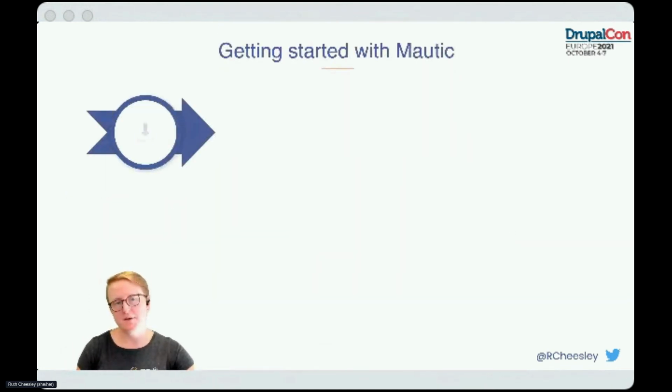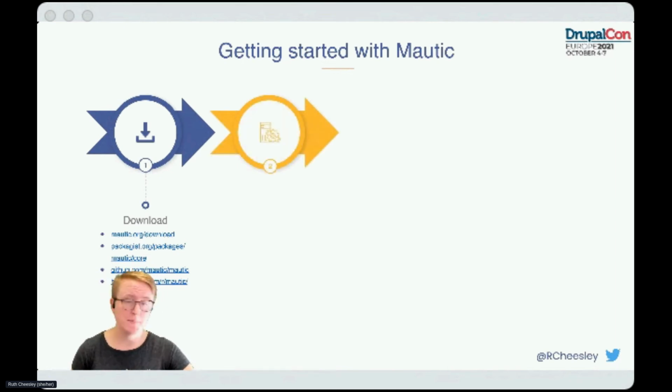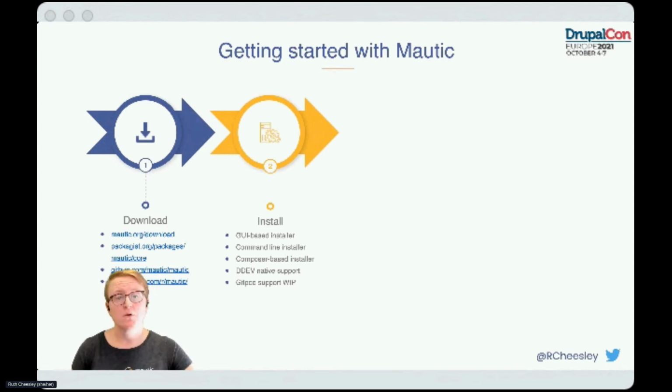So the first thing you have to do is download MoreTick. You can either download it at moretick.org/download, or you can get it through Composer on Packagist, moretick/core, or you can clone from github.com/moretick/moretick, or you can grab it from Docker. Once you've grabbed it locally, you need to install it either through the user interface or through the command line or using Composer. We also have ddev support natively. So if you're familiar with ddev, you can also use that to install MoreTick locally. And we have a work in progress PR to set up Gitpod support, which will allow you to spin up instances on Gitpod's cloud.